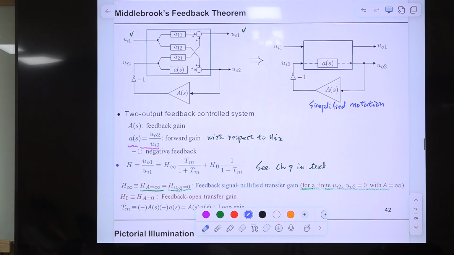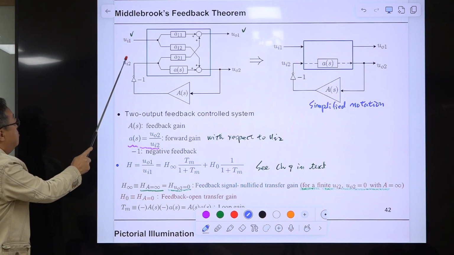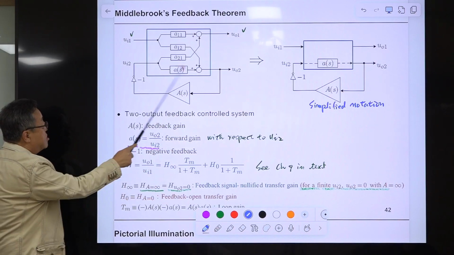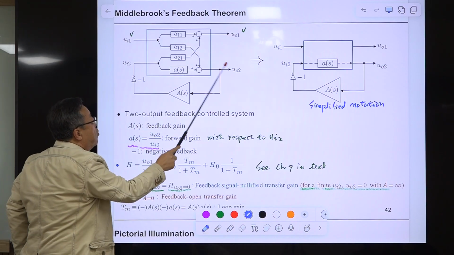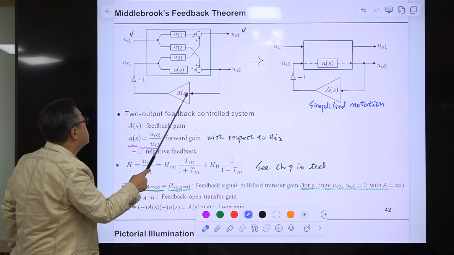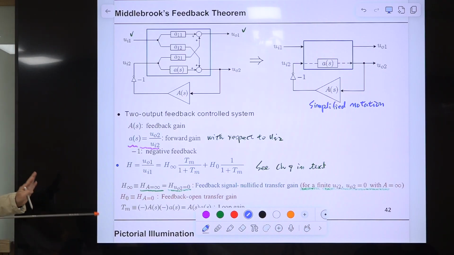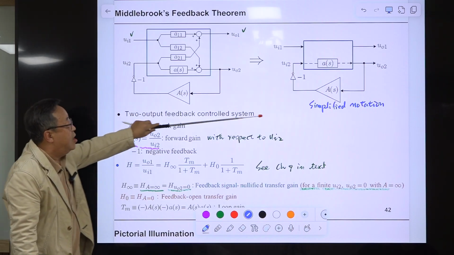So there is Middlebrook's feedback theorem. Consider this. This is also a two-port network. Two-port: this is input 1, input 2, output 1, output 2, but there is a feedback. This is the feedback structure. Among the two outputs, only one is fed back to create this second input signal. So this is a very general situation.